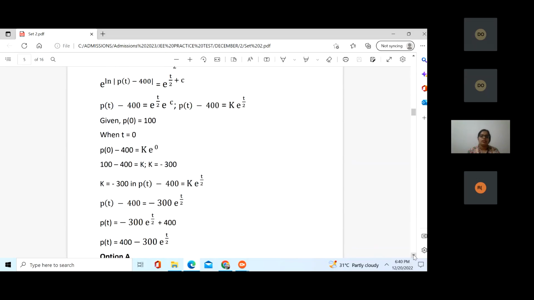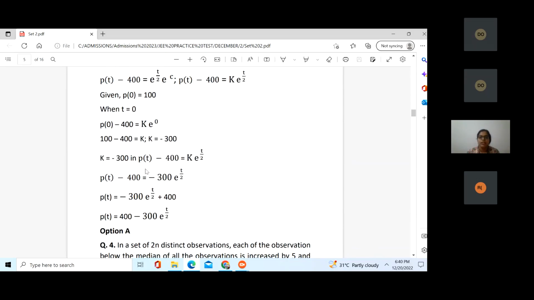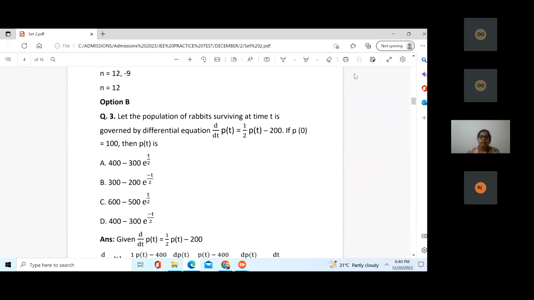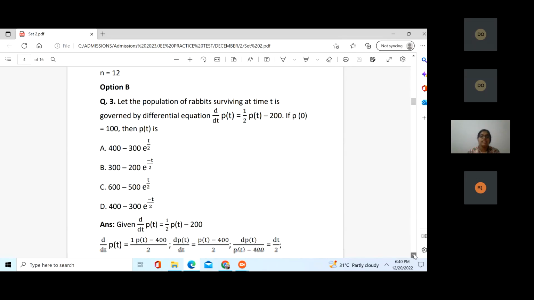So once I put the value here, this equation will change to p of t minus 400 is equal to minus 300 into e raised to t by 2. So p of t equal to minus 300 e raised to t by 2 plus 400. Just rearrange it and I'll get the answer as 400 minus 300 e raised to t by 2, which is option 1 given in the question. 400 minus 300 e raised to t by 2. So I hope this question is clear.